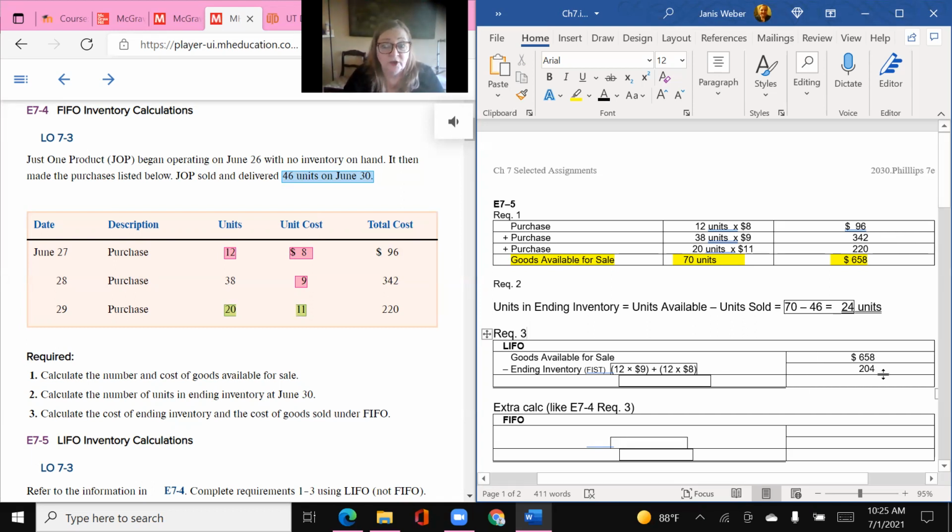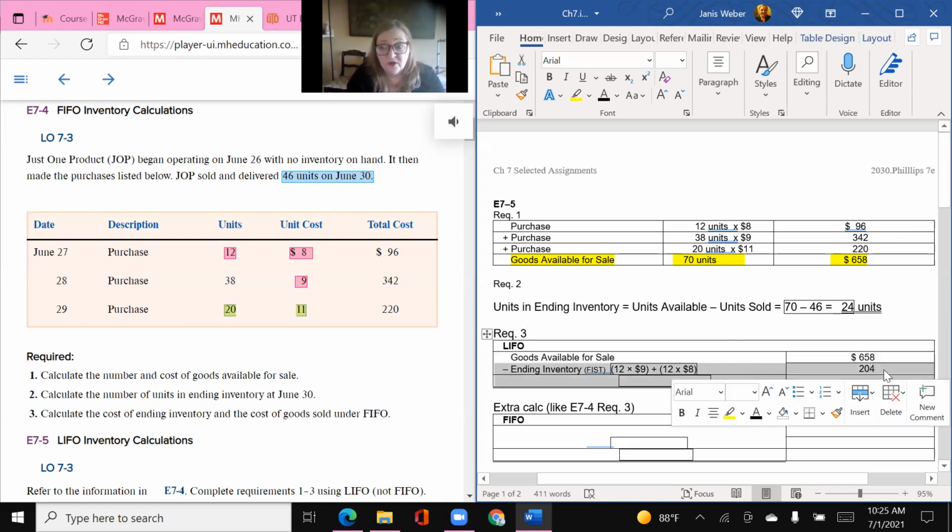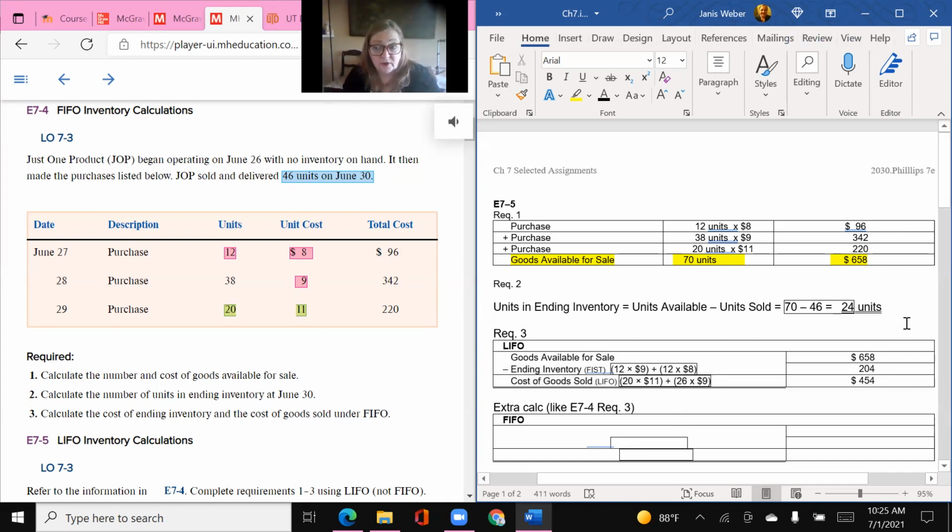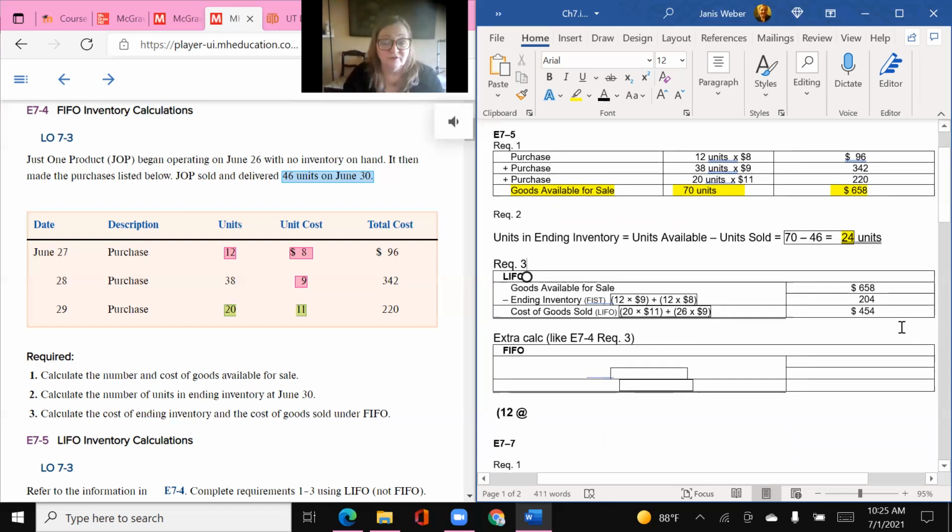We know the goods available and we know the ending inventory now. So that allows us to say, well, without a doubt, cost of goods sold is all the rest of it, which in this case for LIFO is 454. It turned out like that because we knew our ending inventory was the earliest purchases, the earliest 24 units. We had already decided there were 24 units left. So under LIFO, those 24 units would have been the earliest purchases because we were selling the last ones first out. Okay, now let's see what would happen if we had been using FIFO.